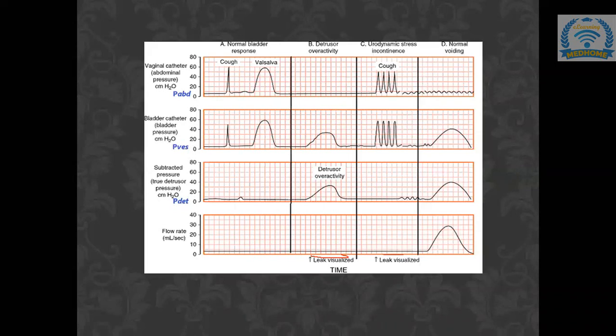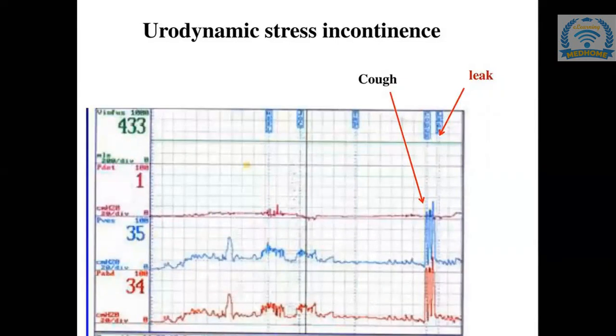So we need to just remember two things from this graph. When we have urodynamic stress incontinence, there is going to be a rise in the abdominal pressure and the vesical pressure with a leak of urine. And when it is detrusor overactivity, there is going to be a rise in the vesical pressure and the detrusor pressure in the filling phase. Although it is written on the top that it is urodynamic stress incontinence. If someone can read this graph for me, please.